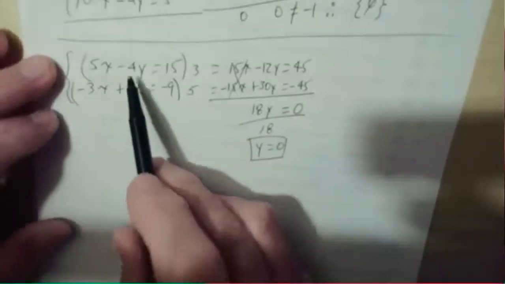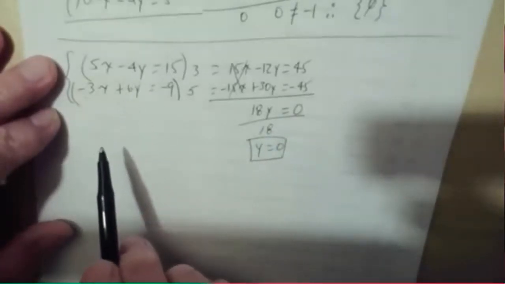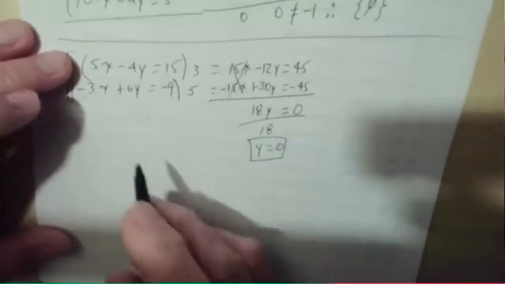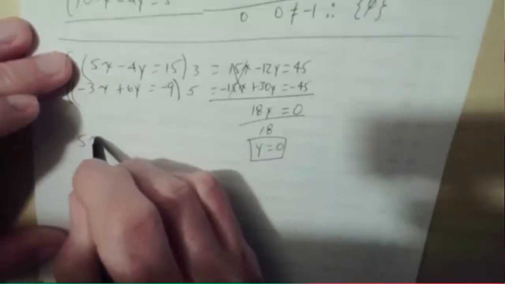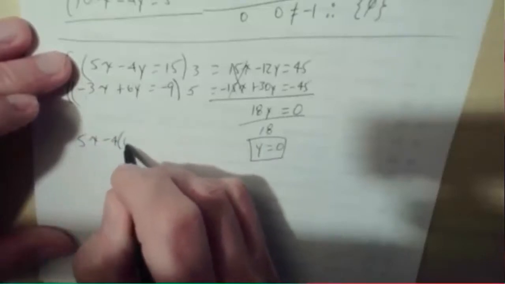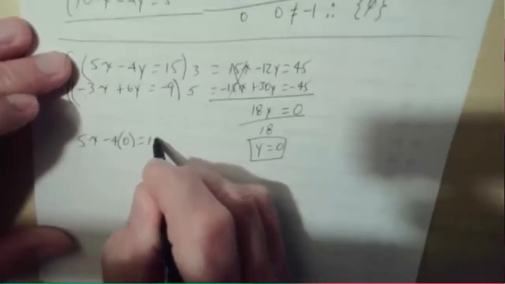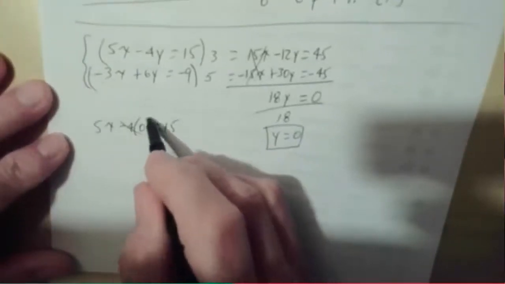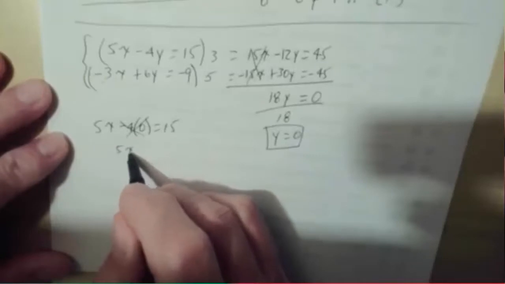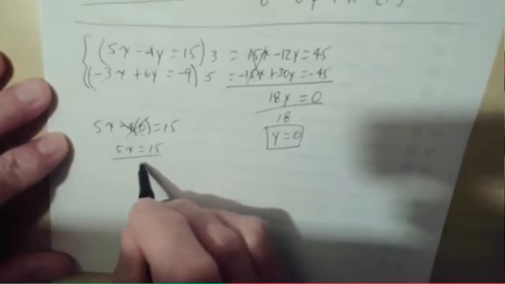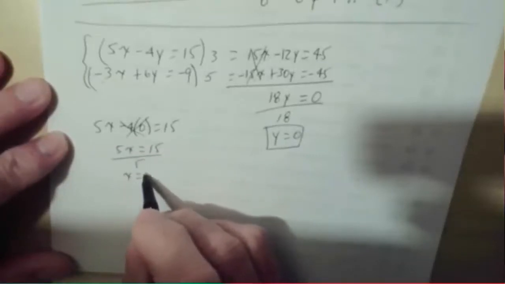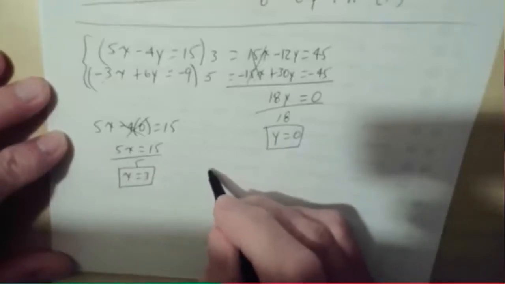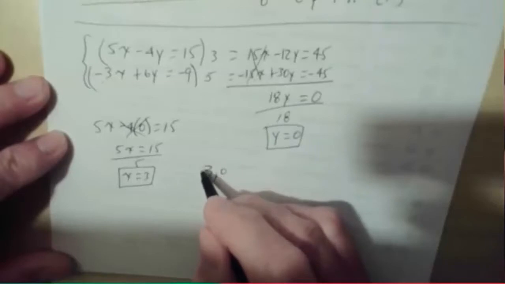Now we plug it into, again, either one of these. Let's use this one. Get rid of this negative number here. So we get 5x minus 4 times y, which is 0, equals 15. Anything times 0 is 0, so this is gone. So we get 5x equals 15, divided by 5, x is 3. So our solution is 3, 0.